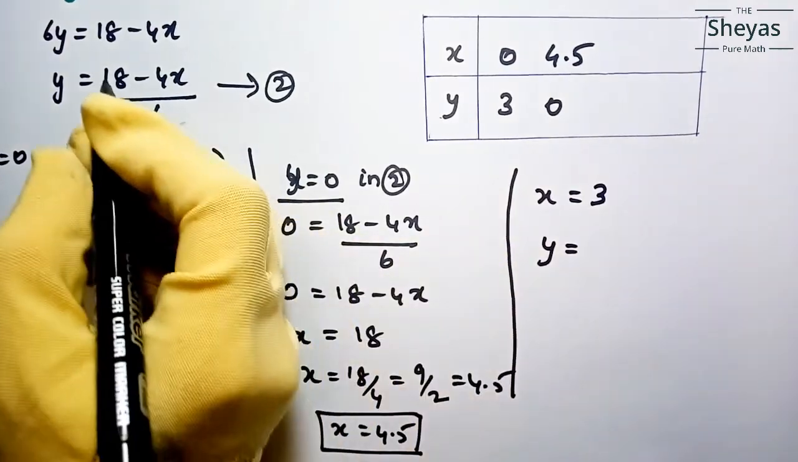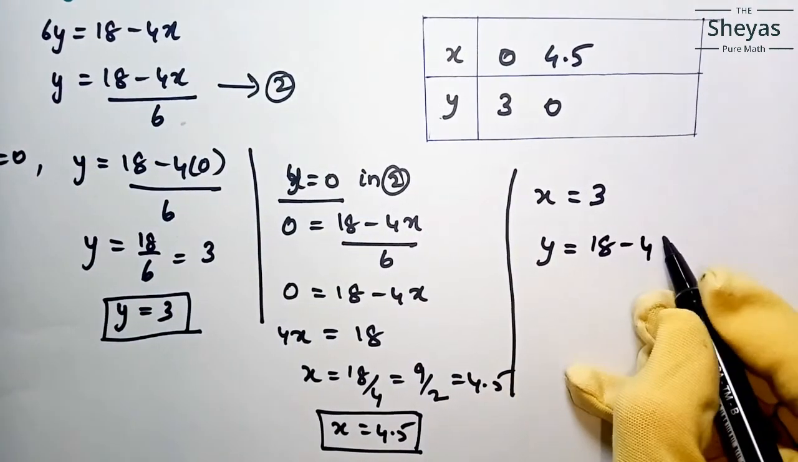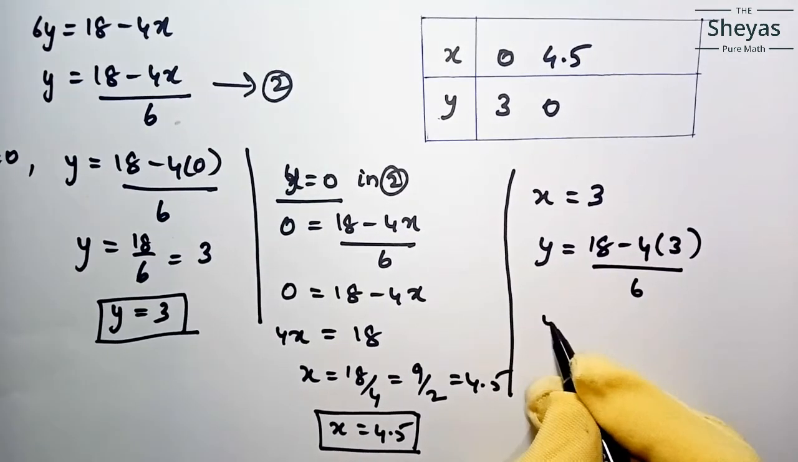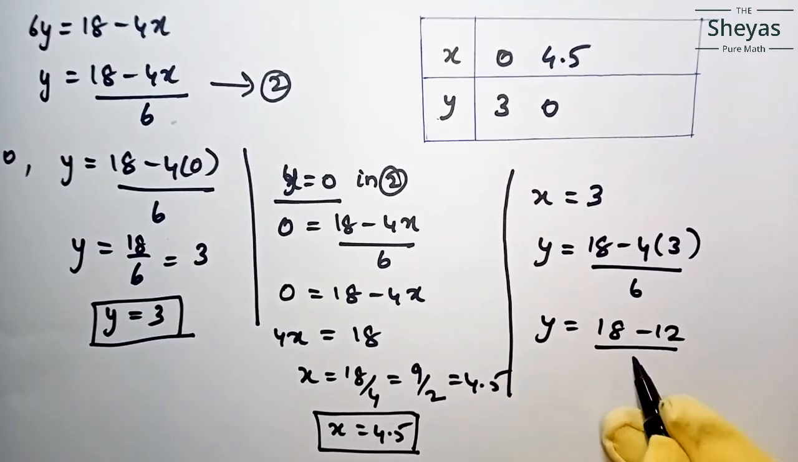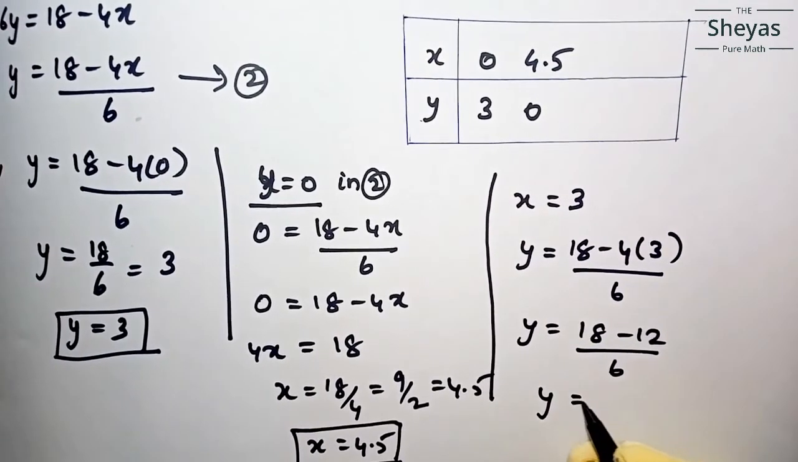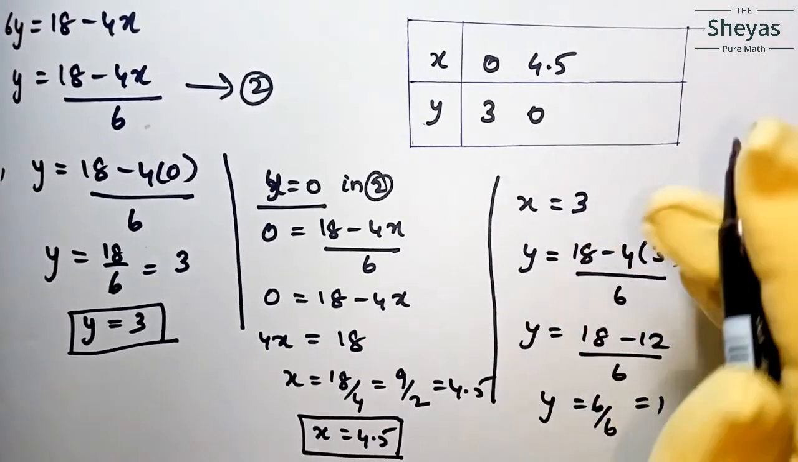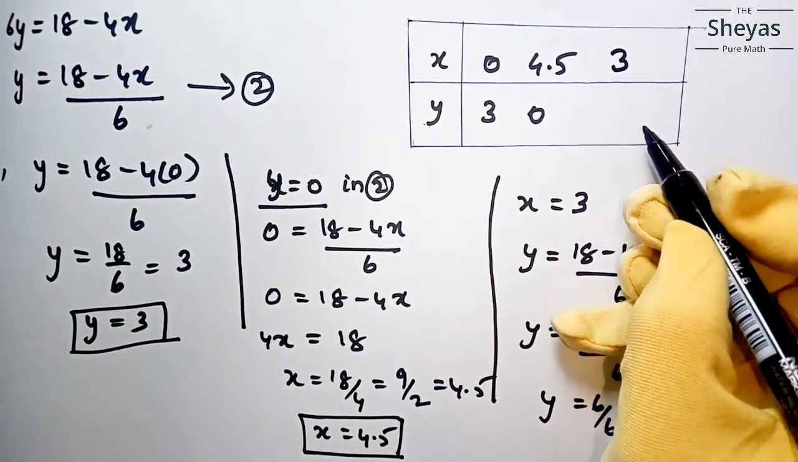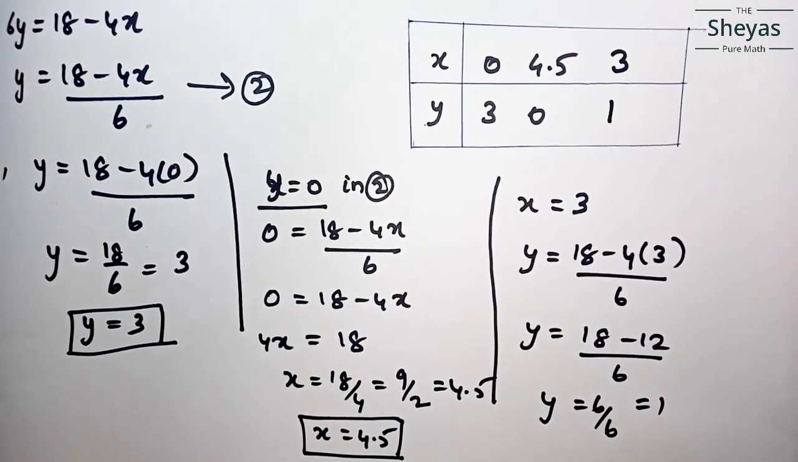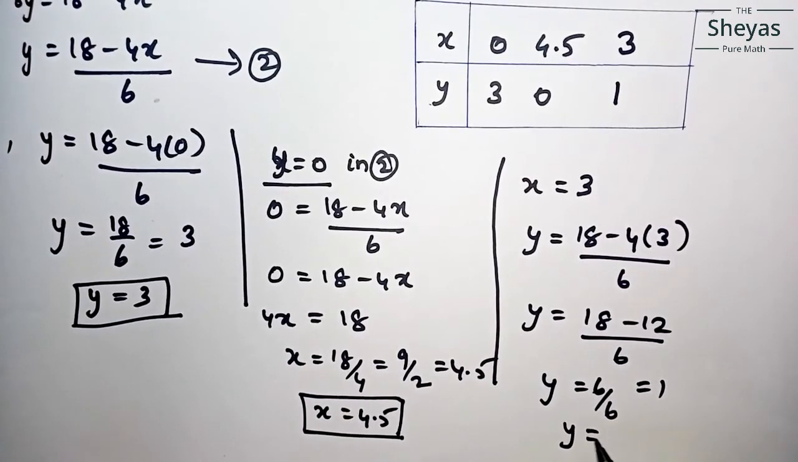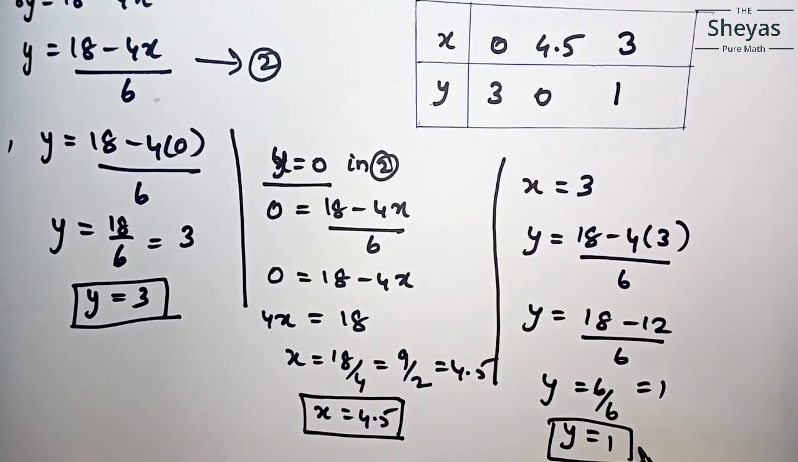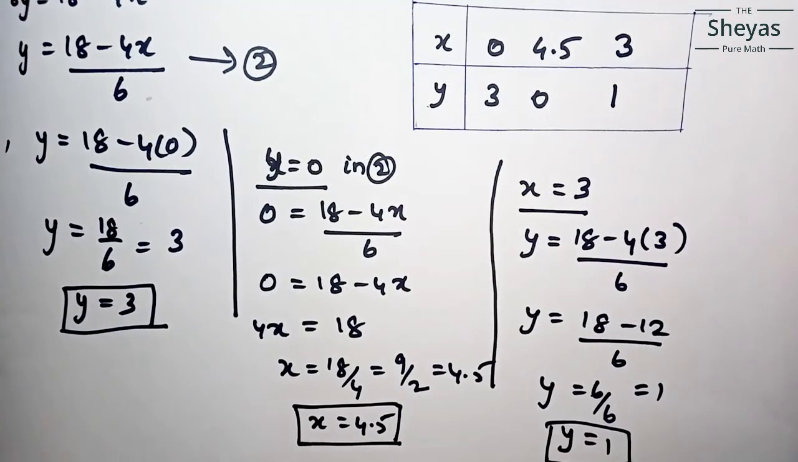Y is equal to 18 minus 4 into 3 by 6. Y is equal to 18 minus 12 by 6. Therefore y is equal to 6 by 6, which is equal to 1. So when you are taking x is equal to 3, you are getting y is equal to 1. So these are the points. Now using all these points, you are going to plot the graph of these two linear equations.